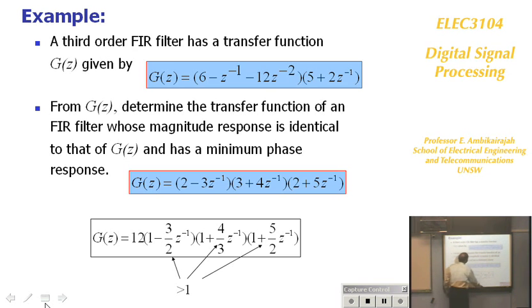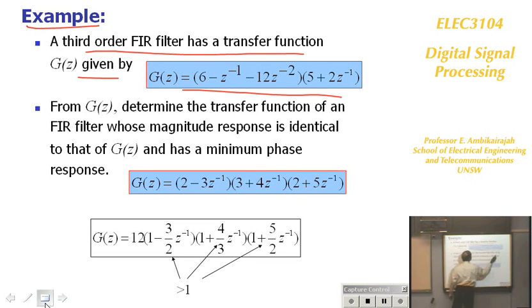Here's an example I want you to do. A third-order FIR filter has a transfer function given by this. This is the transfer function of a third-order FIR filter. They want you to select a new filter with a minimum phase. So you must make sure the phase is minimum.